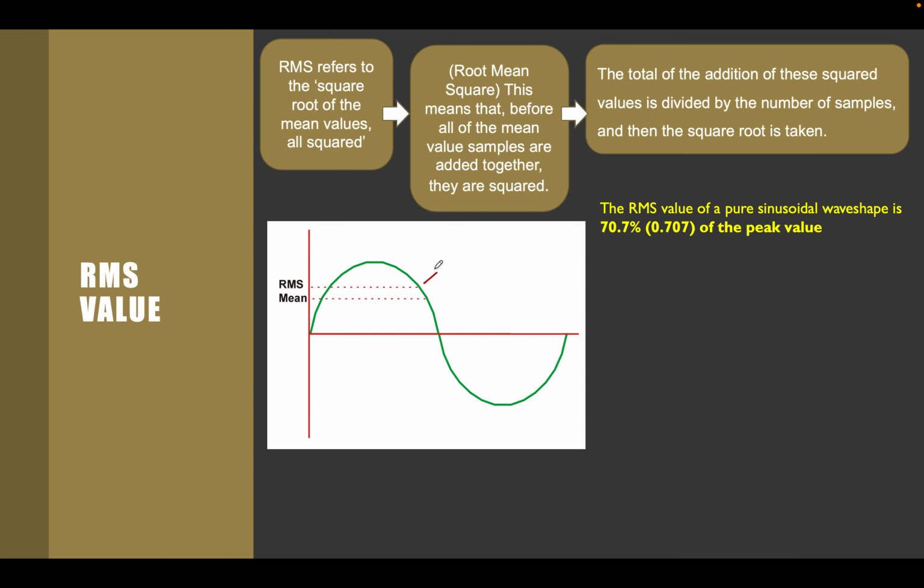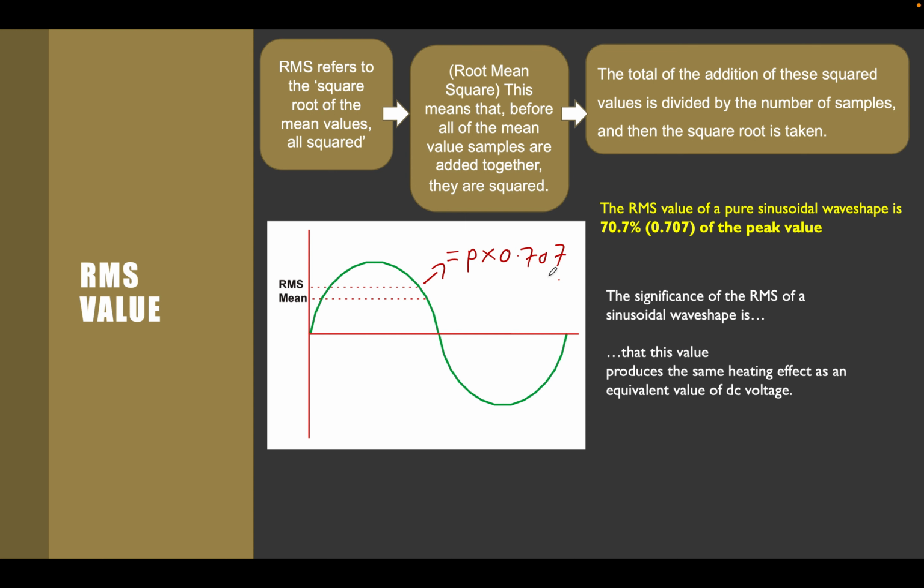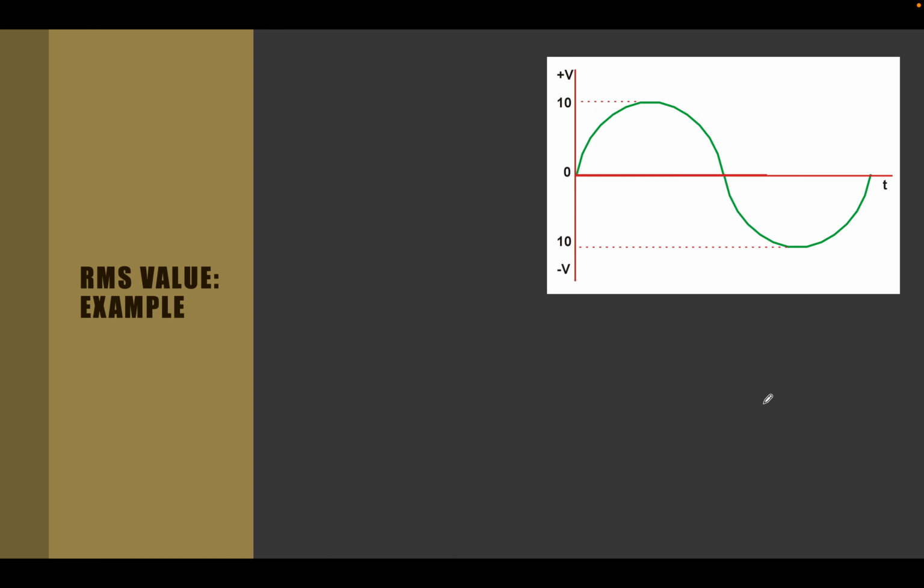So let's write that on here. The RMS equals peak value times 0.707. That's what we're saying here. And the significance of the RMS value of a sinusoidal wave shape is worth remembering. This could be a quick exam question. So what is the significance of the RMS of a sinusoidal wave shape? It is that this value produces the same heating effect as an equivalent value of DC voltage. Okay, just bear that in mind. Let's explain this with a further example on the next slide.